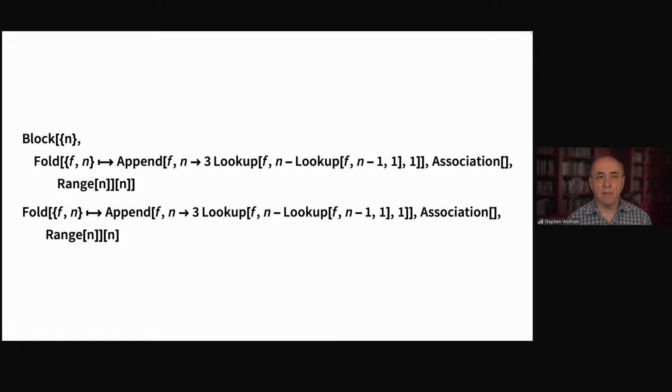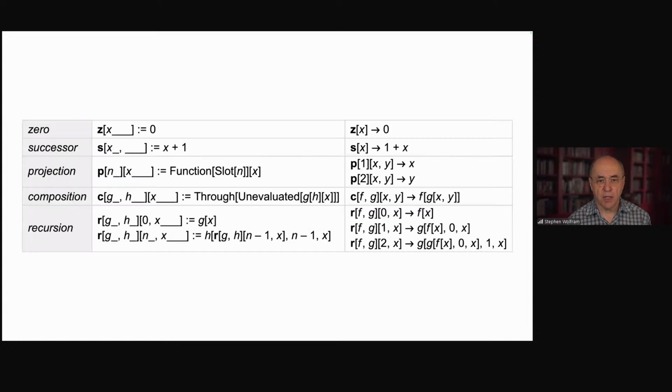Well, the ultimate historical definition of primitive recursion doesn't involve subsets of the Wolfram language. The definition was given almost exactly 100 years too early. Instead, it involves a specific set of simple primitives. And that's these things here: the 0 primitive, the successor primitive, the projection primitive, the composition primitive, and the recursion primitive.